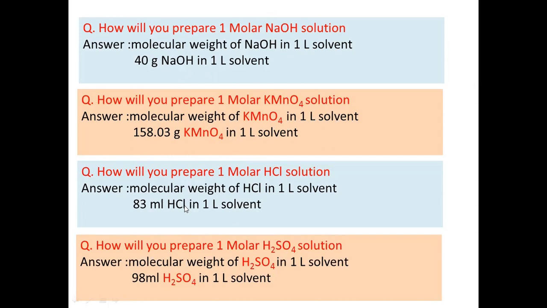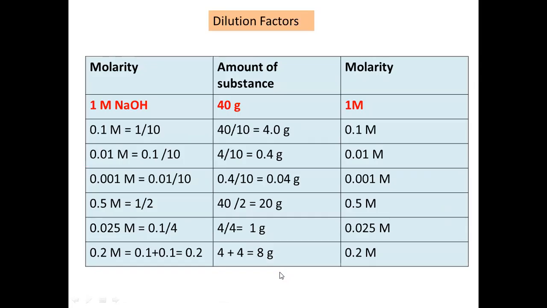For that, again, we should know the molecular weight of HCl. HCl comes in different molarities, so we can consider the molarity or normality for preparing the solution. So how will you prepare a 1 molar HCl solution? 83 ml of HCl in 1 liter of solvent. Similarly, for H2SO4, we will require 98 ml of H2SO4 in 1 liter of solvent. That will prepare the 1 molar H2SO4.